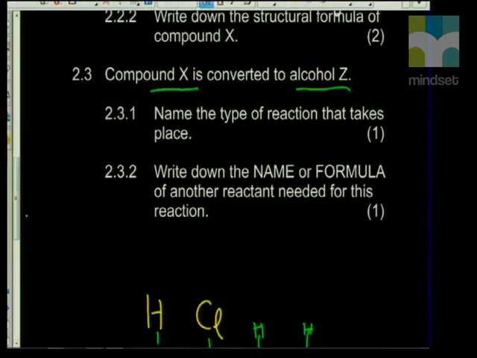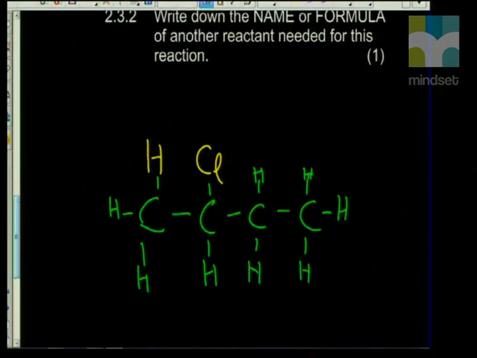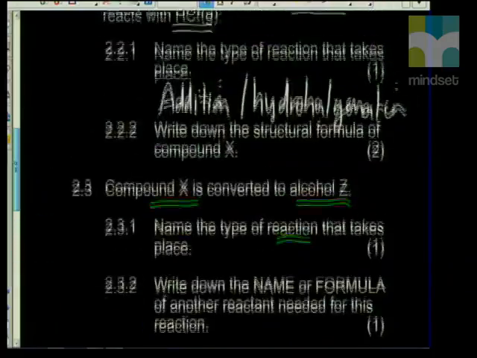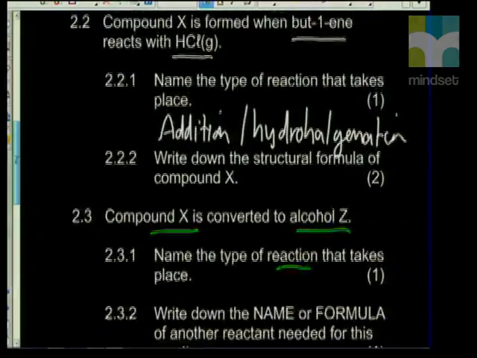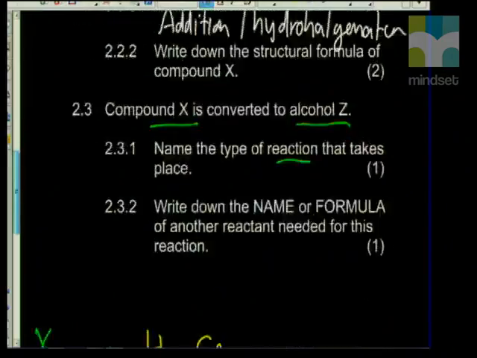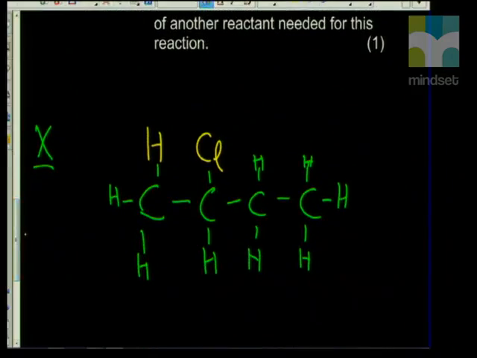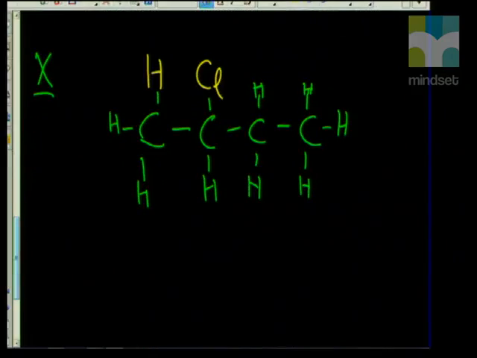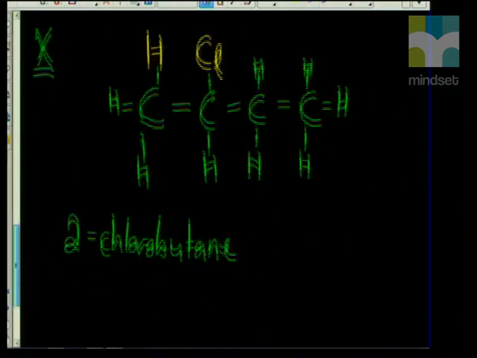We're asked to name the type of reaction that takes place. Now remember, this is our compound X over here. This is what X is, and we've identified it earlier, though we haven't actually named it, but we recognize that this is but-, and it's at carbon position number 2, so it's 2-chlorobutane. And that's what X is.